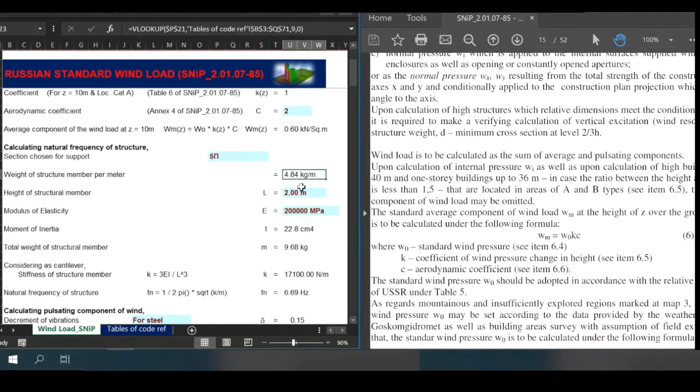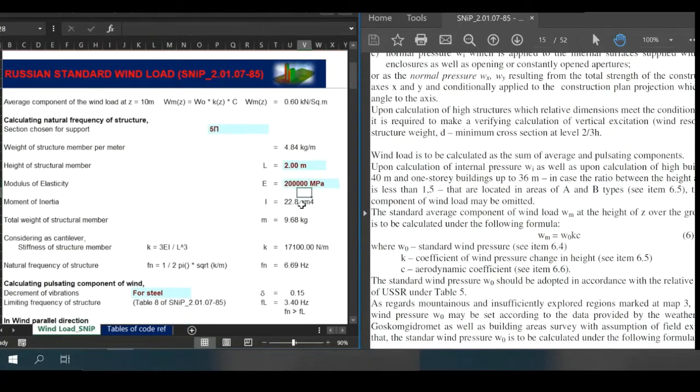The weight of this is 4.84 kg per meter, and the height of the structural member I am assuming is 2 meter, as a leg member for the structure. And the modulus of elasticity, obviously we know that for steel it is 2 into 10 to the power of 5 megapascal. And moment of inertia, usually it will be picked from the table which is hidden here.